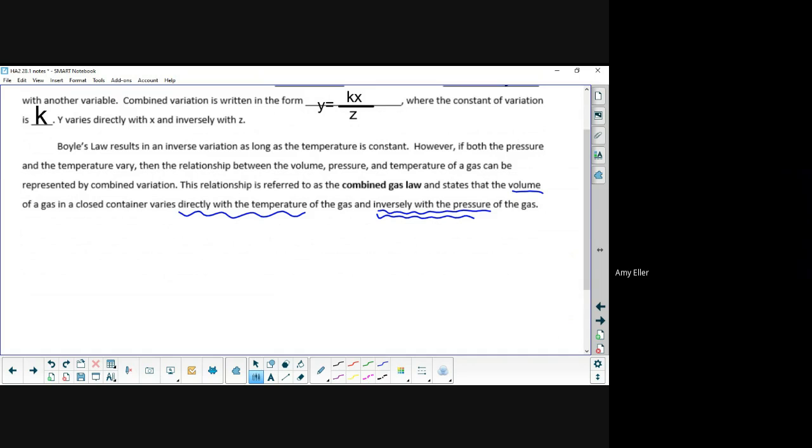That helps you know where the variables go. So I'm essentially using this, but I have a specific variable as pressure, temperature, volume. So I start with volume.